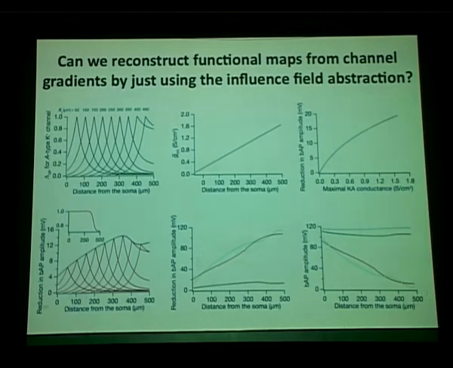So here we have shown that you do have an interaction between adjacent compartments, and you can reconstruct the map. This is the action potential amplitude with distance. It decreases with distance, and that is reconstructed by this influence field based linear reconstruction that you see over here, right?